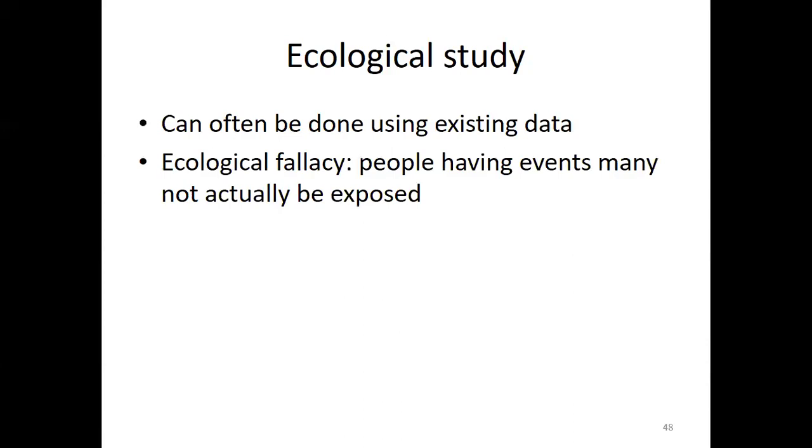This is a nice study design, and it can also often be done using existing data, right? So you look at data that's been collected for some other purpose, and you're not going to have to wait 10 or 20 years to see what happens to people over time. But there's this ecological fallacy, that people having events might not actually be people exposed. So you've got a range of intake within each of these populations, and you don't know how that relates to their events. The other thing is that you're not really dealing with confounding here at all.